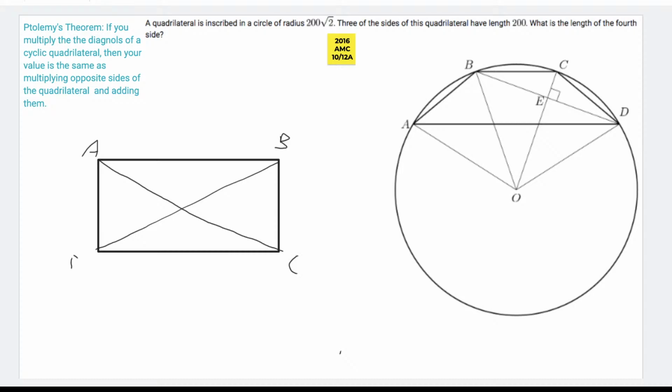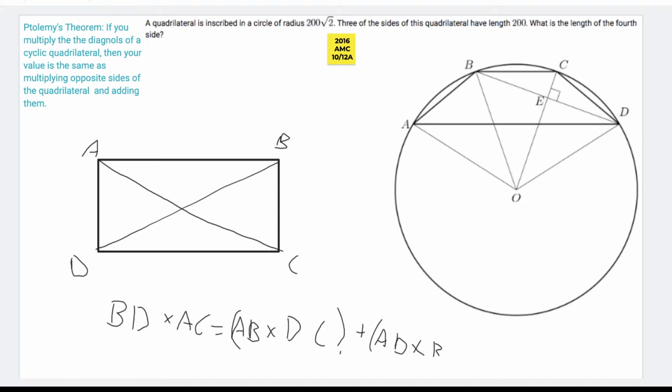So all this theorem says is that BD times AC equals AB times DC plus AD times BC. And this will always be true for any cyclic quadrilateral. And now I'll show you an example problem.